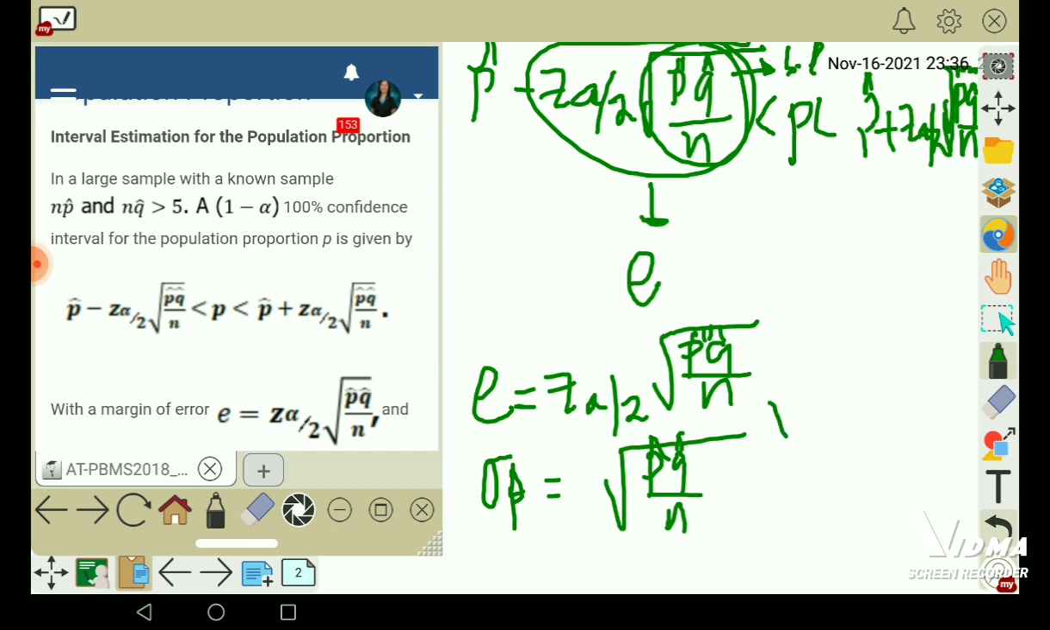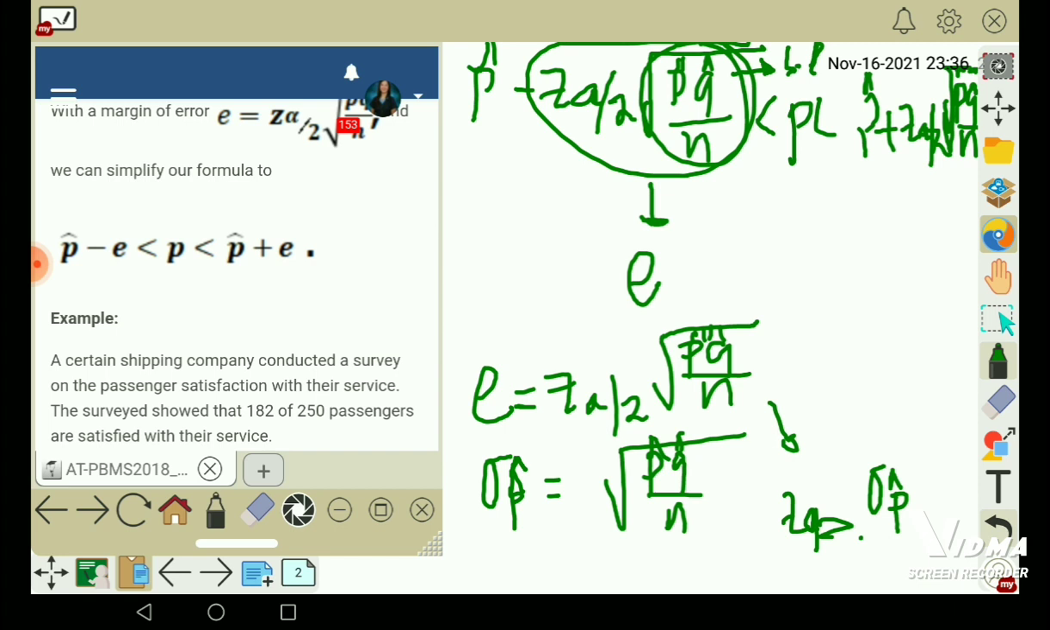That is your z sub alpha over 2. And your standard error of your p hat. Okay, now let's continue.